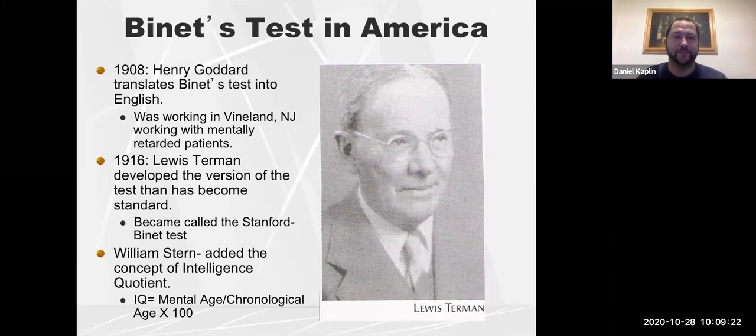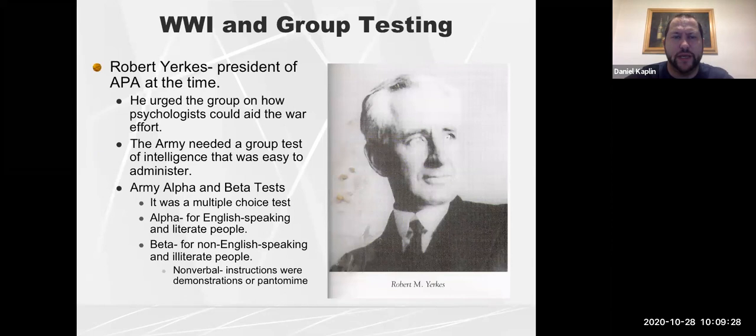Then we have another fella, Robert Yerkes. He starts to apply testing to the military. And Robert Yerkes, during World War I, was the president of APA, and he was asked to create a test that was useful for screening military recruits so that they could decide which military personnel would be in an infantry unit, which would be in intel, which might be peeling potatoes. So as a function of this, he comes up with the Army Alpha and Beta tests. It's a multiple choice test, and it was just designed to screen recruits in a group fashion.